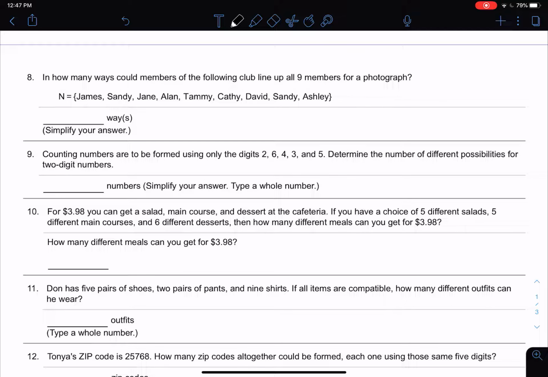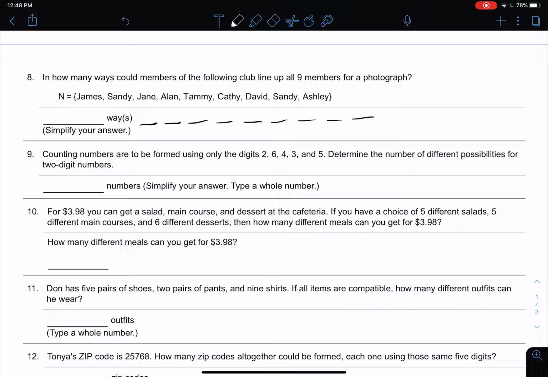So, in a fundamental way, we're lining these people up. 1, 2, 3, 4, 5, 6, 7, 8, 9 of them. And order is important. If you're taking pictures, order is important, the arrangements. And the other thing is that you're not going to have duplicate people. You can't have 2 Jameses out there or 2 Sandys.